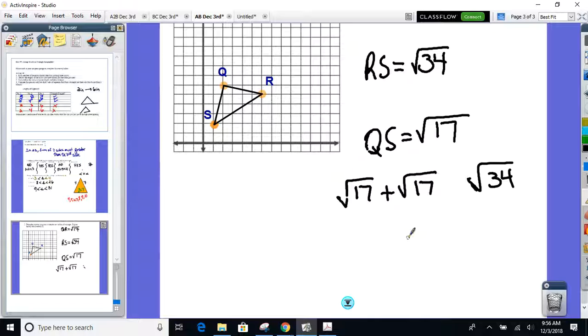And what are you noticing? Is radical 17 plus radical 17 equal, greater than, or less than? It is greater than, so that tells me triangle QRS is a triangle. All right, I picked this one in particular. You cannot add the numbers underneath the radical. That's not how this rolls. Go to your calculator and look at the decimals.